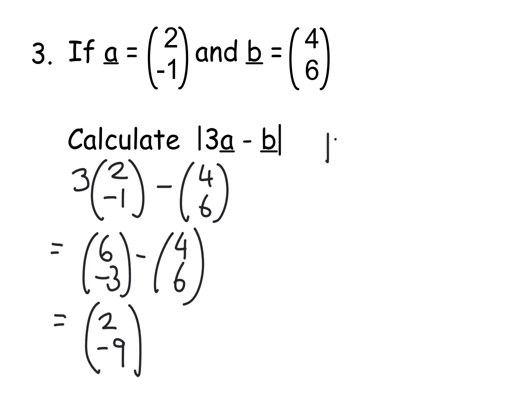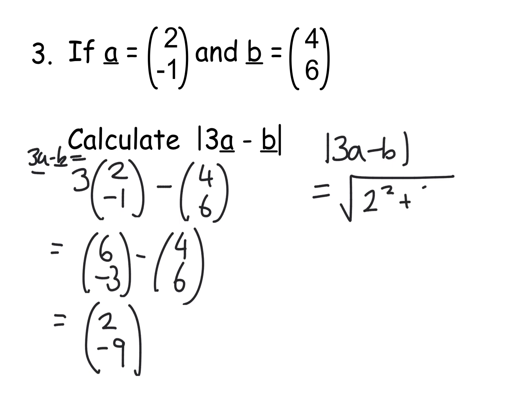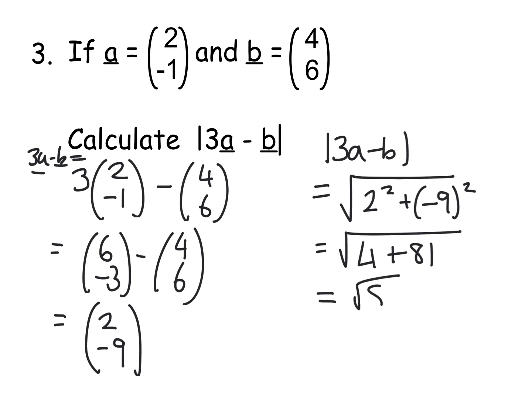Now to do the magnitude of 3a minus b, sorry, I should have put in that that was just 3a minus b that we were working out. So the magnitude now is doing the Pythagoras onto that. So 2 squared plus -9 squared. I sometimes get a wee bit lazy and just go straight to writing 4 plus 81, and I square them as I'm doing it. 4 plus 81 is 85, square root of 85. And as an answer, that gives us 9.22 to 2 decimal places.